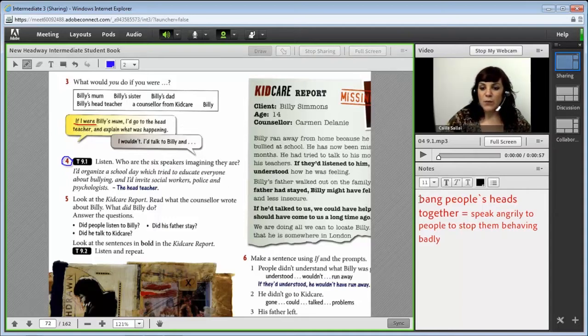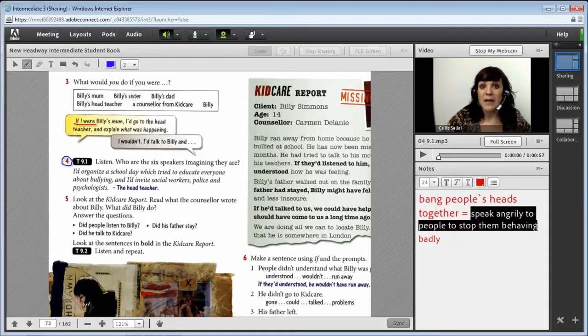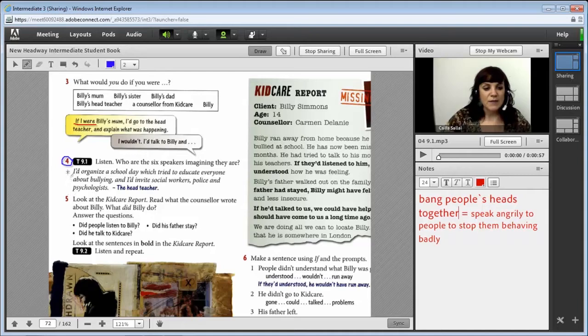Okay? But before we listen, let's make sure that you know all the new vocabulary items. You might just find this one. Bang people's heads together. What does it mean to bang people's heads together? It means to speak angrily to people to stop them behaving badly. That's what it means. You're going to hear that at one point. The first one we're going to do as an example together. Okay? So what I need you to do now is to open your notebook. You're going to write down the number of the speaker and who they are. Okay? So for example, let's listen to speaker 1 together. Listen carefully.